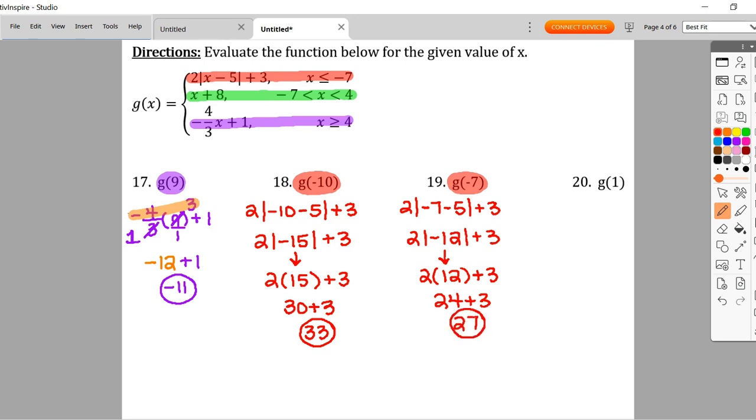Last, number 20 for this piecewise function tells me g of 1. That is going to satisfy my green criteria, my green restricted domain of x being between -7 and 4. So instead of x plus 8, I have 1 plus 8, which is going to be 9.